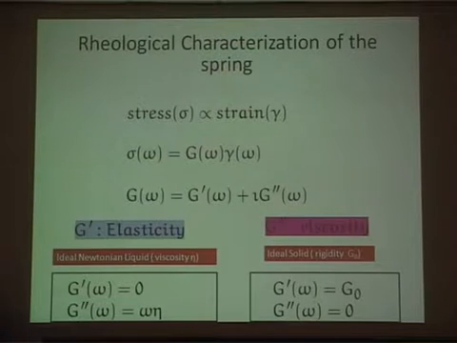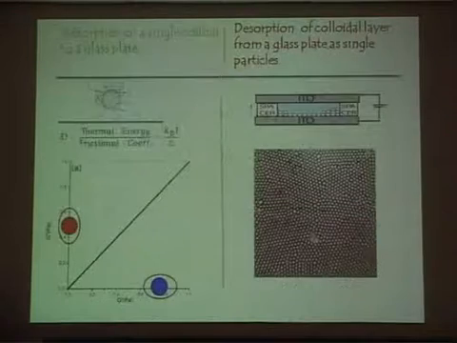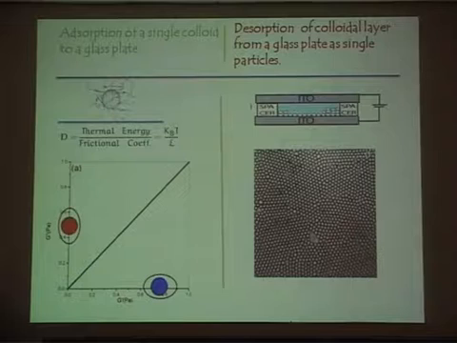So G double prime is like the imaginary part of the rigidity modulus, which gives you a measure of the viscosity of the material. Whenever I talk about G prime, I am talking about the elasticity of the material. So typically for an ideal liquid, G prime is 0, and G double prime is something like the viscosity of the liquid. Okay.